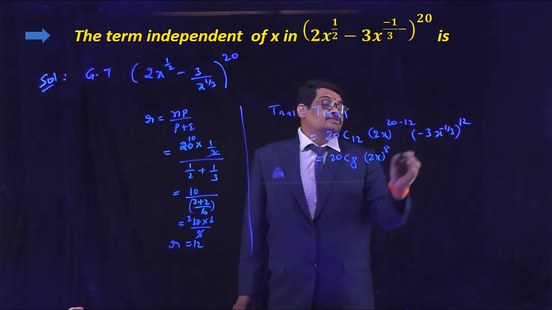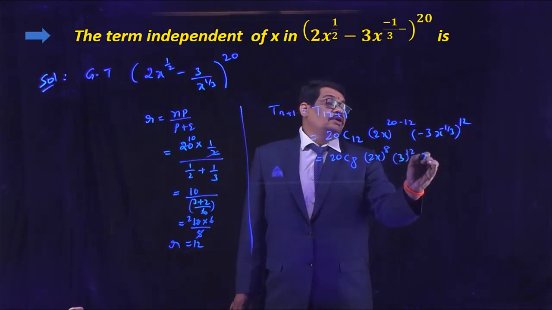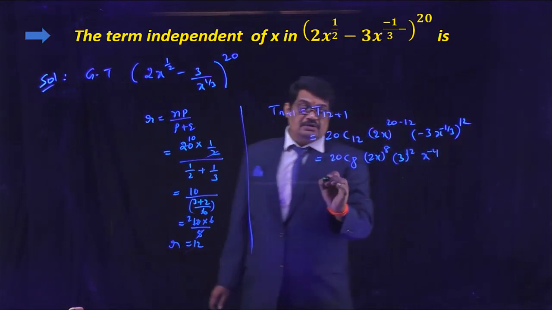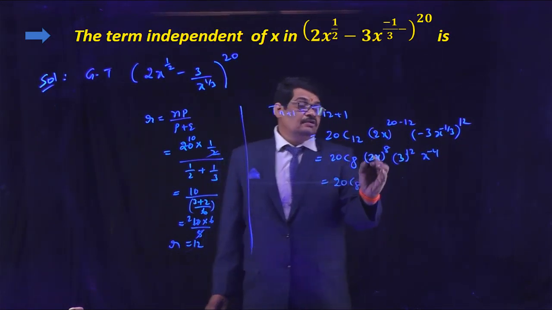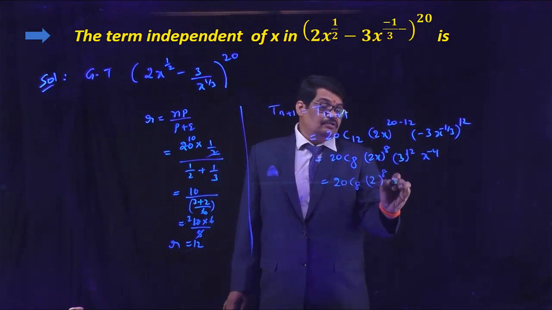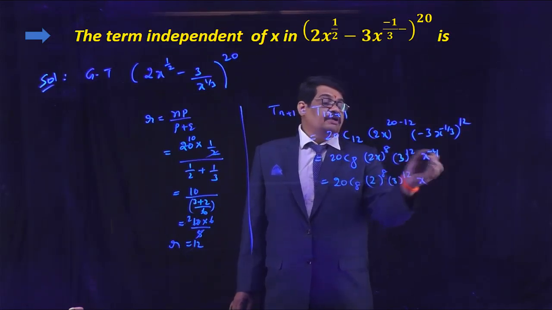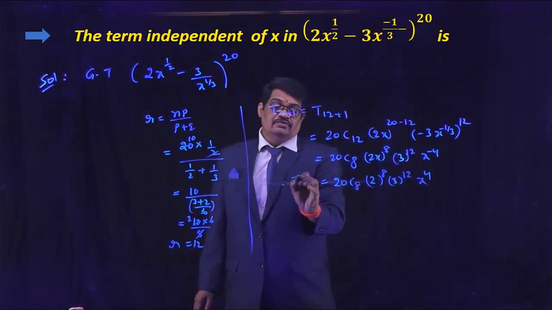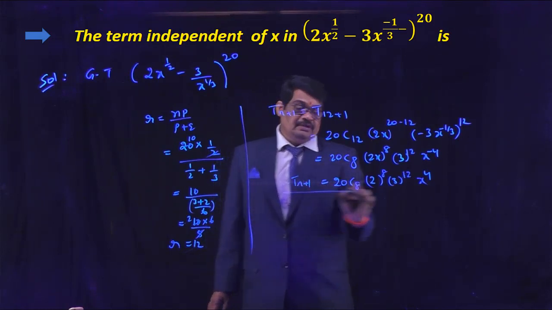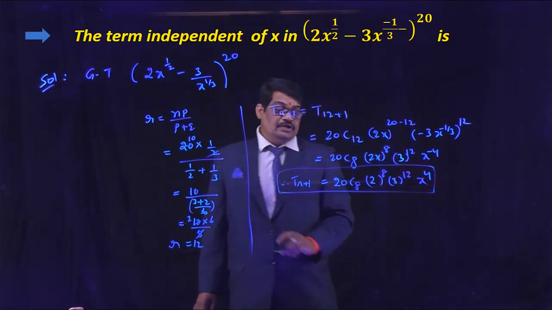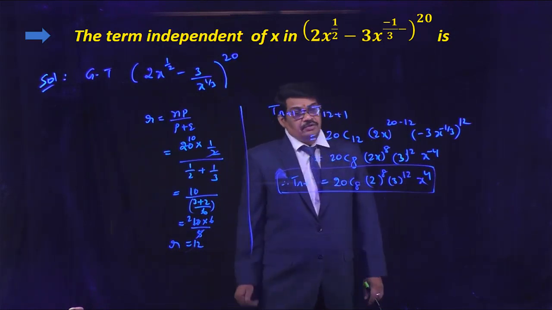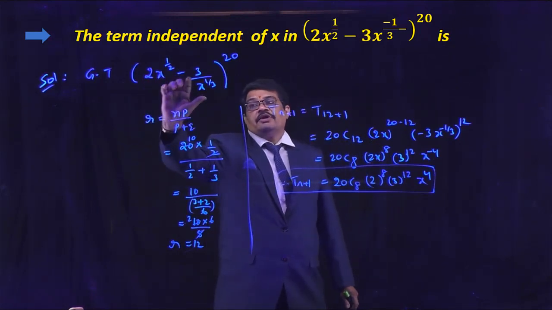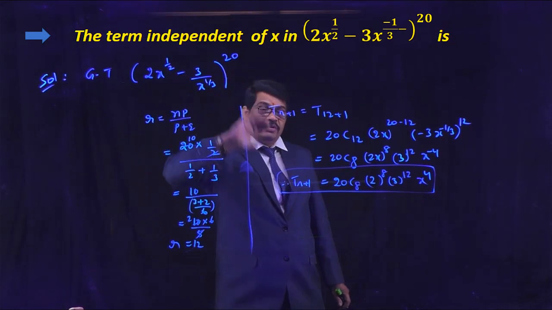Next, 12 is positive. We are getting 3 power 12 into x power minus 12 by 3 minus 4. So that is equal to 20C8, 2 power 8 into 3 power 12 into x power 8 minus 4, that is 4. So what is the independent term here? Therefore T(r plus 1), the independent term in that expansion, is 20C8 2 power 8 into 3 power 12 into x to the power of 4. That is the independent term in the expansion of (2x power 1 by 2 minus 3 by x power 1 by 3) whole power 20.